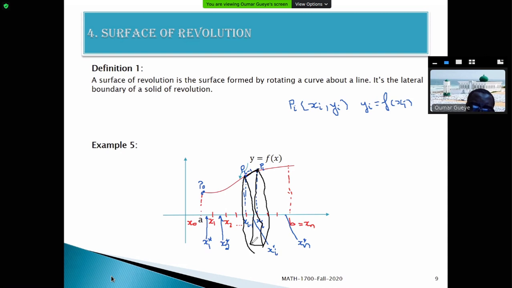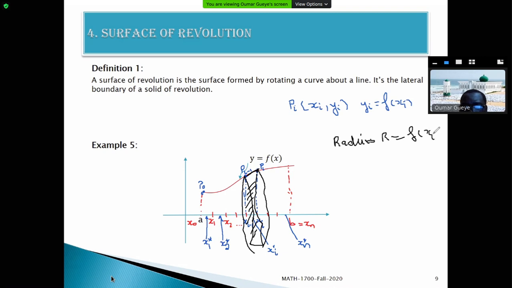Okay, and now what I want is to get the area, meaning the side area of this disk. That's what I'm trying to calculate. And this disk is obtained from the rotation of the portion between pi minus 1 and pi. To calculate it, I'm going to approximate the radius. So the radius of this disk is approximately equal to f at xi star.